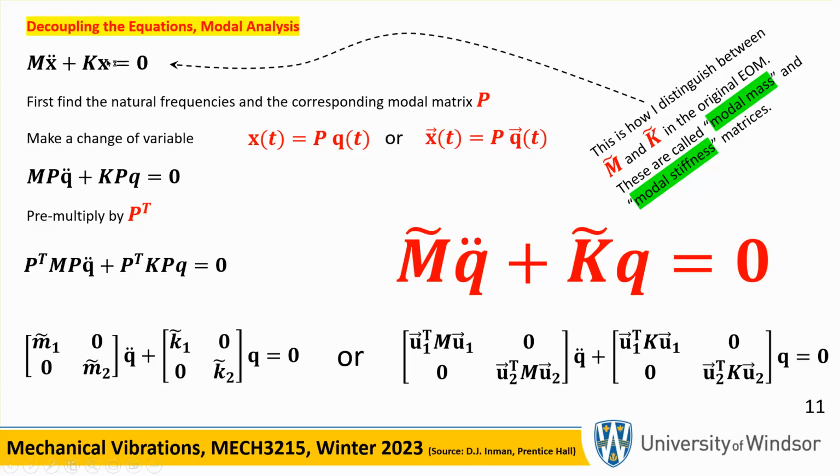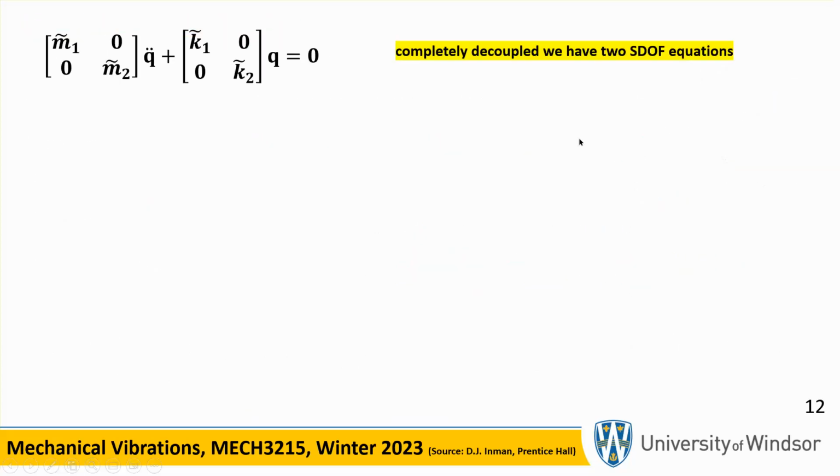But the point is that we no longer have this. We have the corresponding things where the tildes are put on top of M and K, and the x's are no longer x's. They are these modal coordinates q1 and q2. This is a vector. Good. Modal mass, modal stiffness. Mass matrix, stiffness matrix. Modal mass matrix, modal stiffness matrix. Completely decoupled. They have nothing to do with each other.